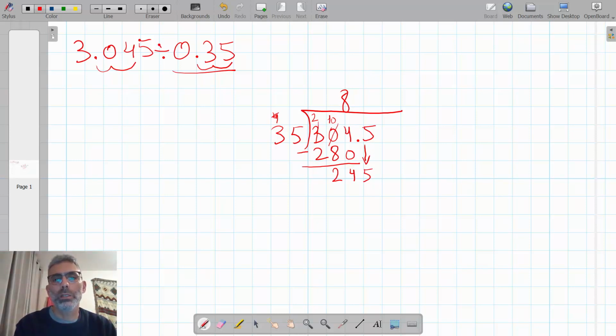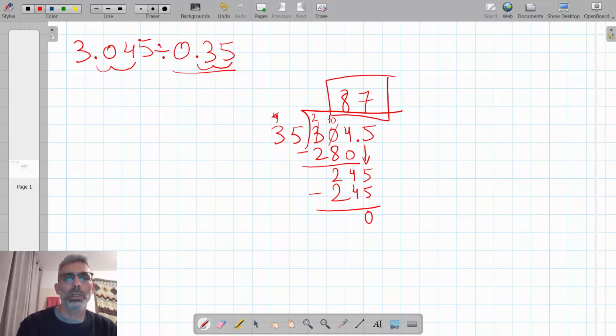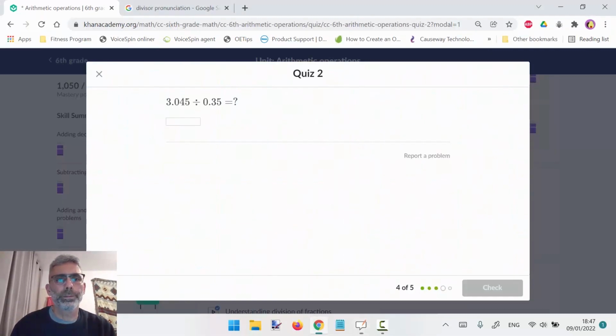35, how many times does it go into 245? 7, exactly 7, yes. 7 times 30 is 210, and 7 times 5 is 35, so 210 plus 35 is exactly 245. So I subtract, the remainder is 0, so this is the answer. 87.